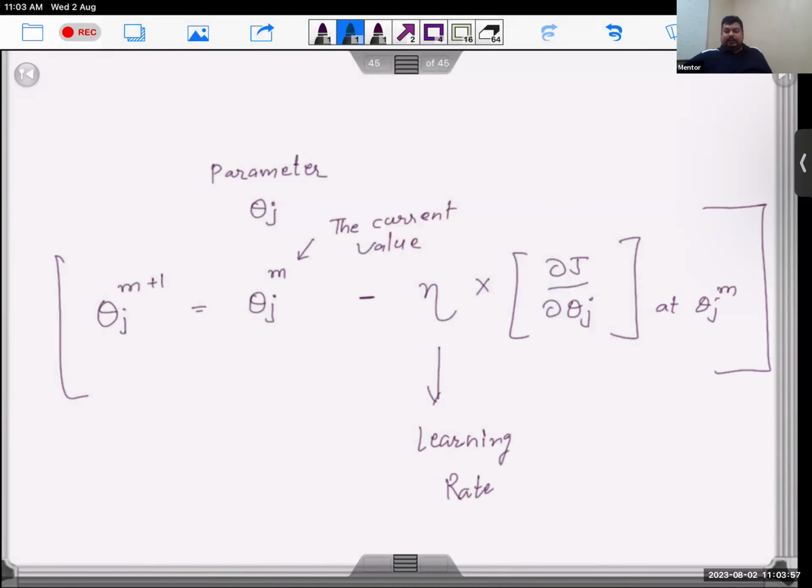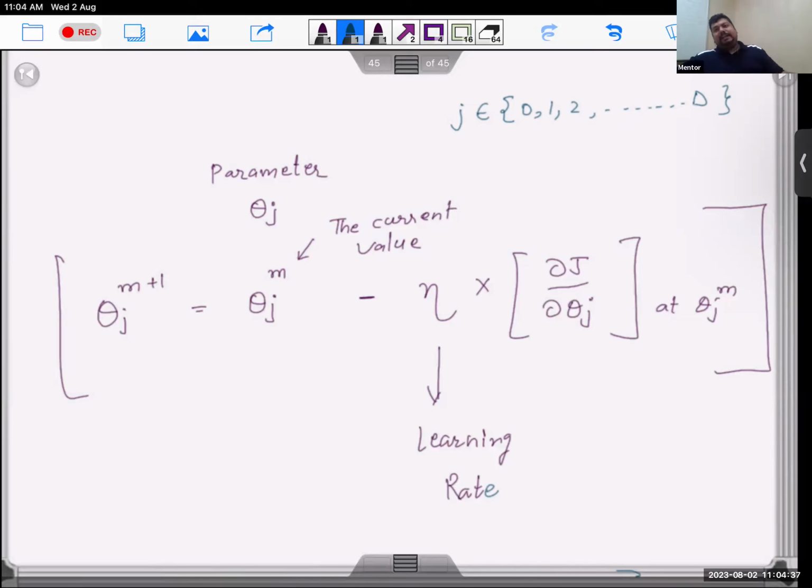How many thetas are available for a d-dimensional data set? D plus 1. And j can take values from what to what? 0, 1, 2 up to d. So I have d plus 1 thetas. Start from any value: start everything at 0, or put everything as 1. It is up to you. Put the values of all the thetas as anything, and now you update all of them.